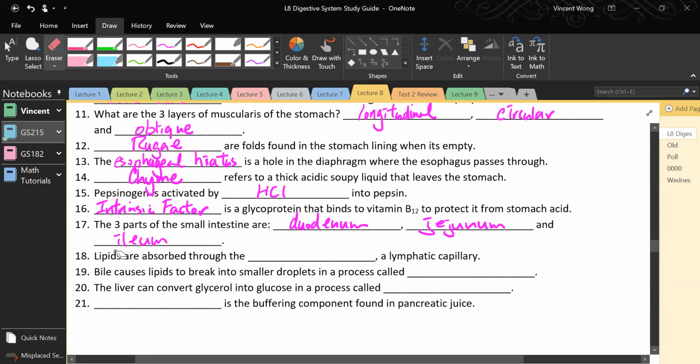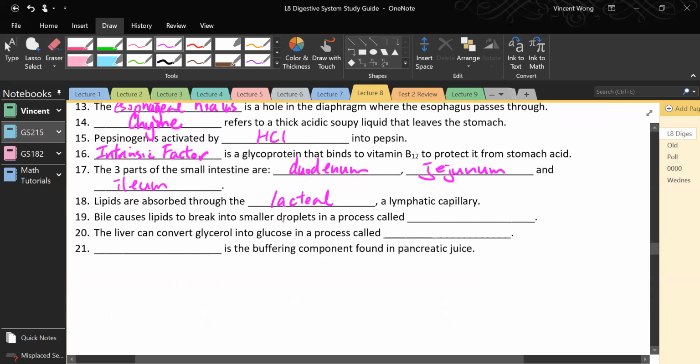Because lipids do not mix well with water, which is the primary component of your blood, you cannot absorb the lipid directly into the bloodstream. Instead, lipids are absorbed through the lacteal, which is a special lymphatic capillary that is found in the villi of the small intestine.